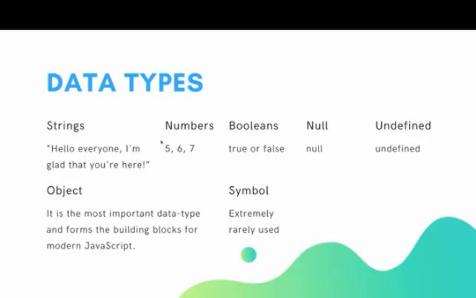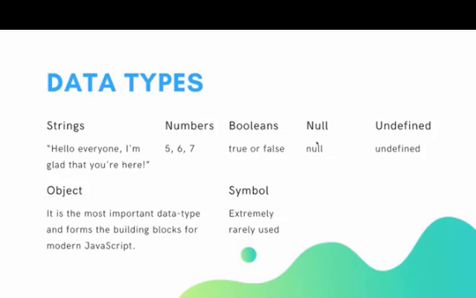Those are strings. Numbers are, as you can see, 5, 6, 7. It could be 1, it could be 10. It can be any decimal value or any whole number. Booleans are true or false. So Boolean type contains only two values. It can be either true or false. Null is only null, which is weird enough, but we're going to see use cases of that soon. And then undefined is undefined.